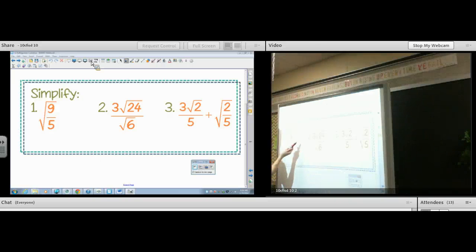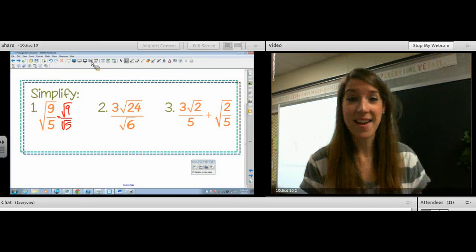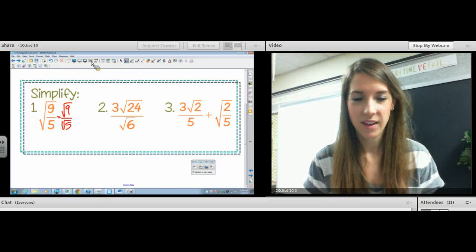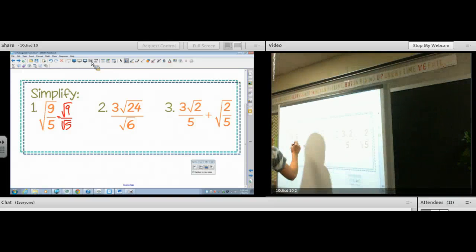What you would do first on number 1: 9 is not divisible by 5, so you would need to separate these for sure. And then you play I Spy and you look for perfect squares. Can you spy one? So yes, you should spy a perfect square.